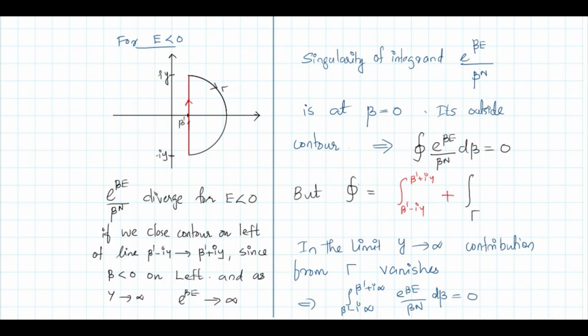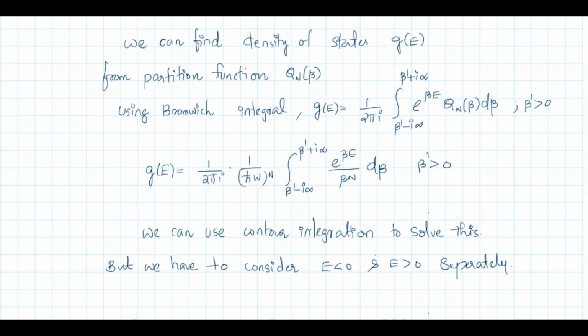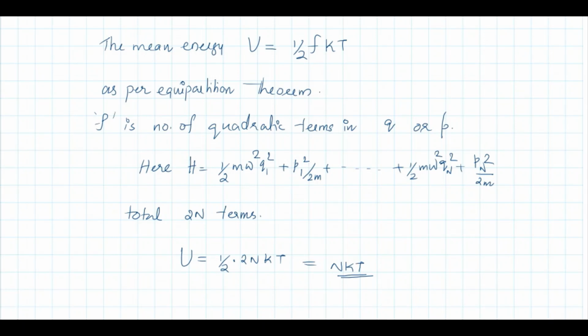For energy less than 0, that is, energy negative, our integration is from β' minus i infinity to β' plus i infinity. So you consider a straight line.